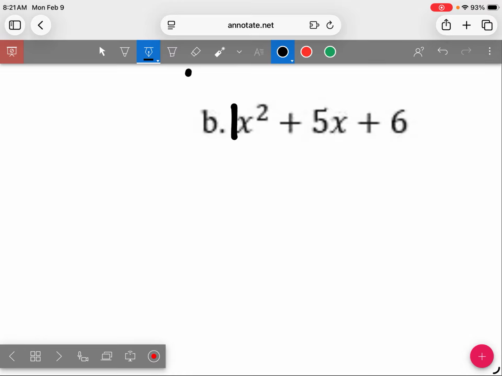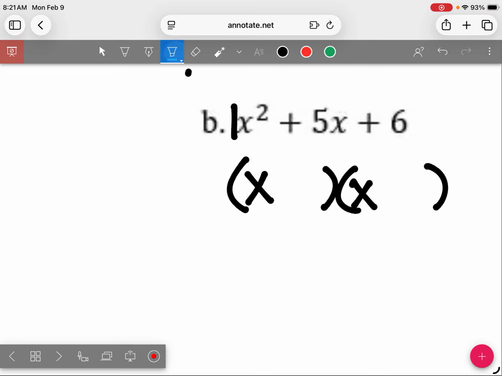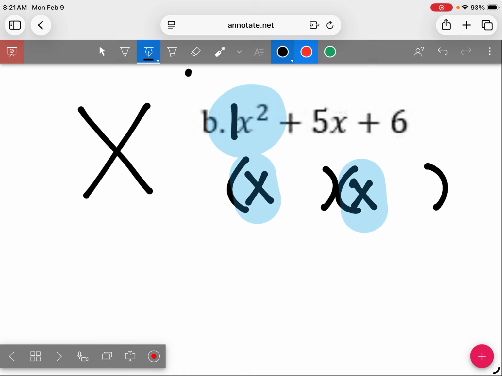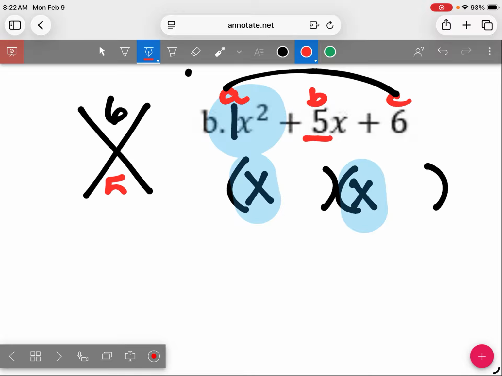So I'm going to make my 2 parentheses. And in front, I'm going to put an x, because again, the only thing that can multiply to give you x squared is x times x. So I know I'm going to start both parentheses with an x. All right, so now, because this is A, this is B, this is C, take A times C, which is 1 times 6. So 6 goes on the top. The middle number goes on the bottom.